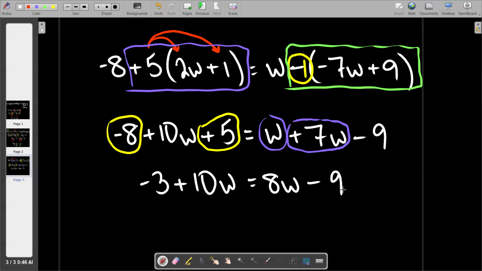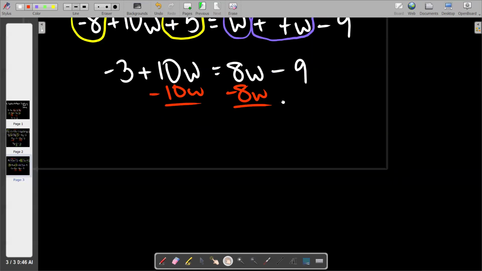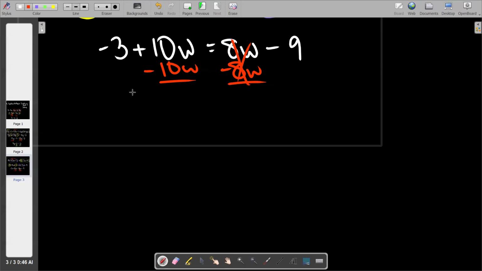What do we want to do? 8W. Let's get rid of that 8W because he's smaller than the 10W. There we are. Isn't it interesting that we work for 2 minutes just to make a problem look like it already looked last week? Let's get rid of these 8Ws. What's the next entire line left to right going to say? -3 plus 2W equals -9.